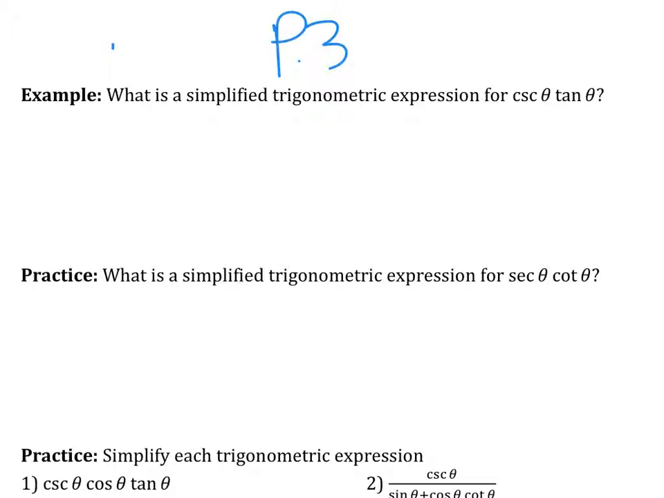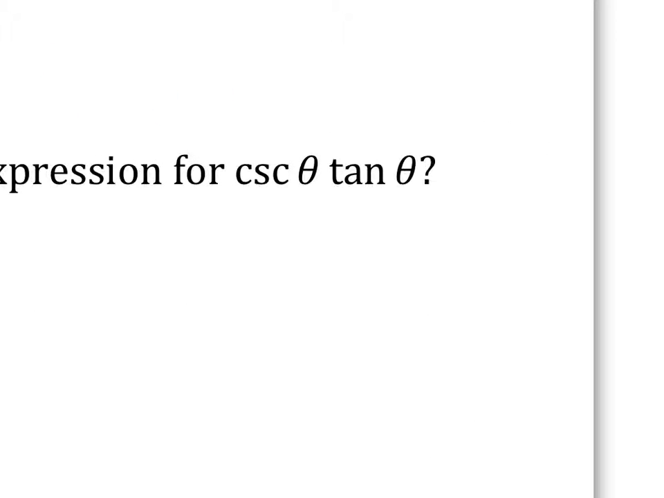Okay, page 3. We're going to look at how to simplify these, but these are really easy. What's a simplified expression for cosecant tangent? So what do you guys think we should do first? So change them to 1 over sine and cosine. Just change everything to sine and cosine.